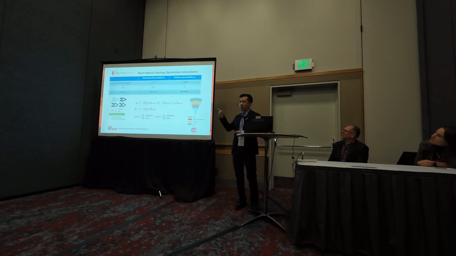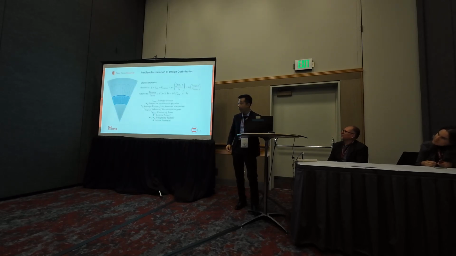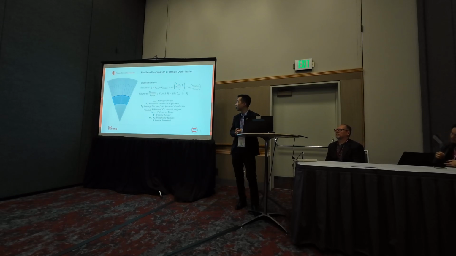The method here is a density-based method, which is easy to implement, and these two functions, μr and Br, are our interpolation functions. We have two artificial densities: one means the material, and the other means the void. And here's our objective function. We are trying to maximize the average torque and minimize the volume fraction of the permanent magnet. This objective function is subject to three constraints: the volume constraint, the performance constraint, and the governing equation of the magnetostatic problem.